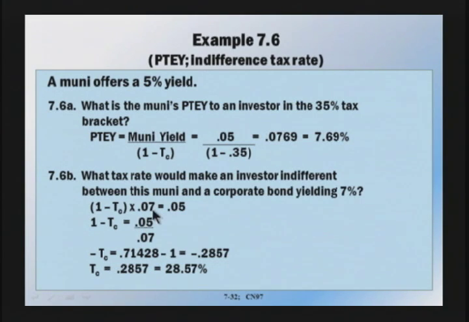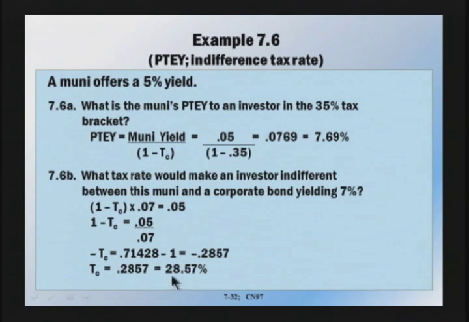So divide both sides by the 7% corporate bond yield. So 1 minus the tax rate is 0.05 over 0.07. I can subtract the 1 from both sides, and minus the tax rate is minus 0.2857, so the tax rate is 28.57%. So if an investor has exactly that tax rate, then the corporate bond will provide 5% after taxes, and the muni already provides 5% both before and after taxes, so they'd be equivalent.